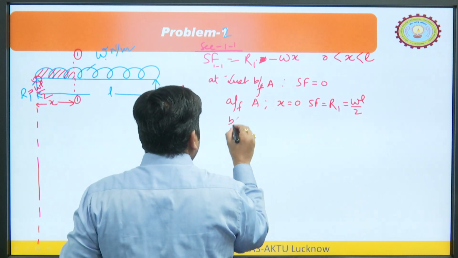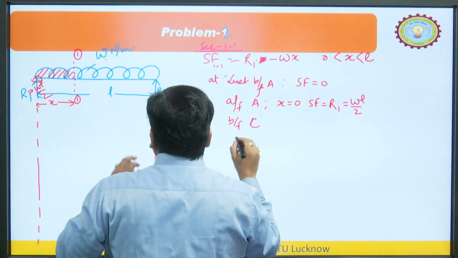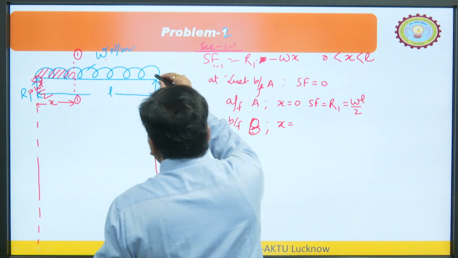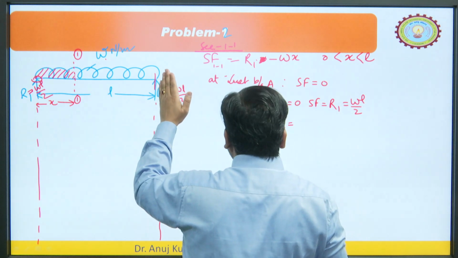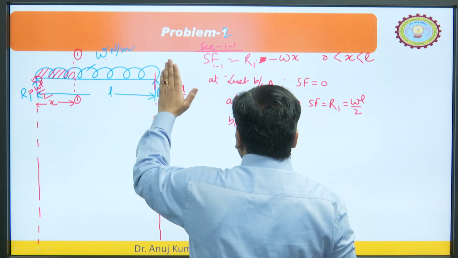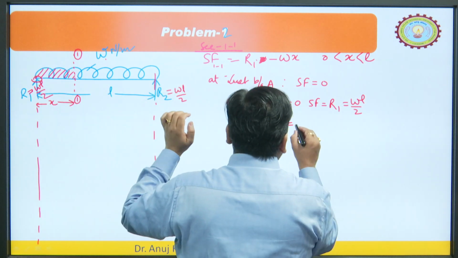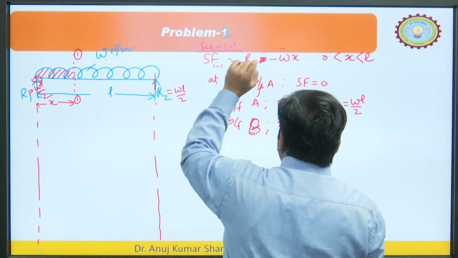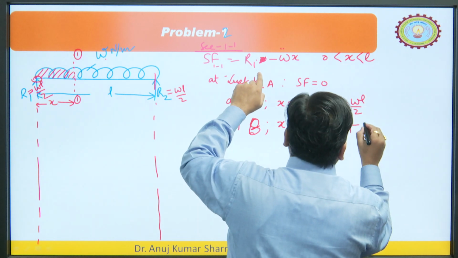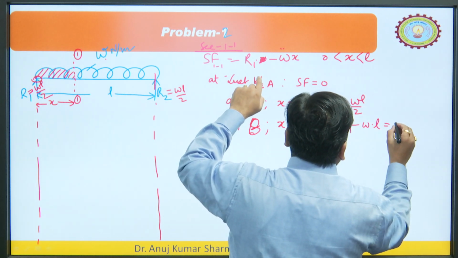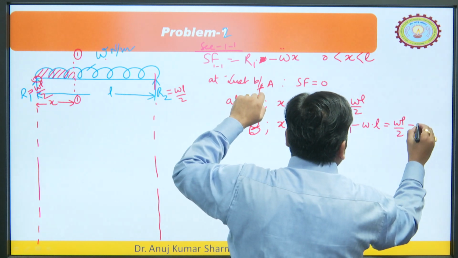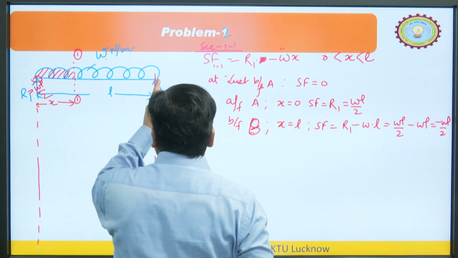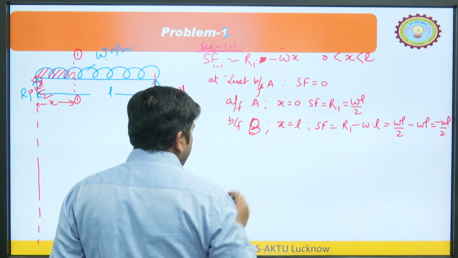Now, just before B, x would be how much? When we reach here, the value of x would be the complete length, so it is L. So, you put x equal to L in this expression. What you will get? R1 minus W into L, so that would be equal to WL by 2 minus WL. So, that would be minus WL by 2. So, shear force just before this point B would be minus WL by 2.